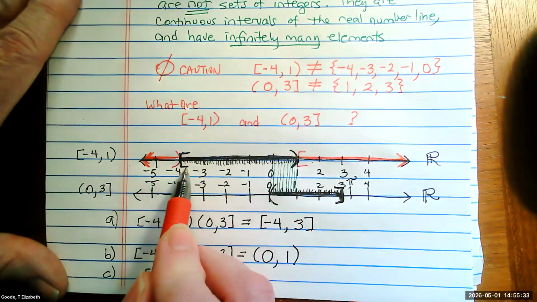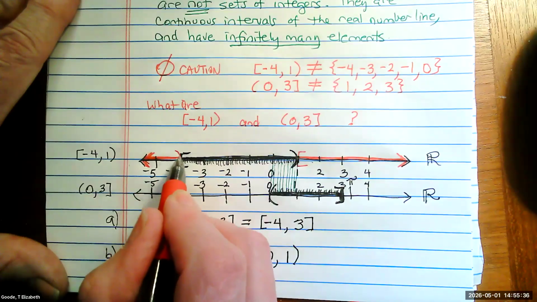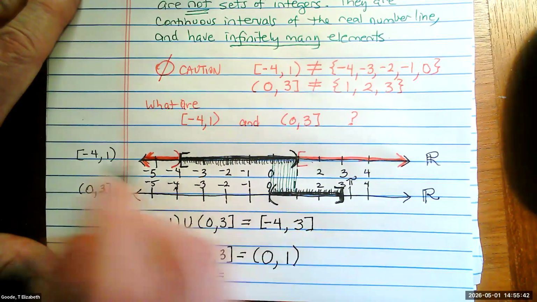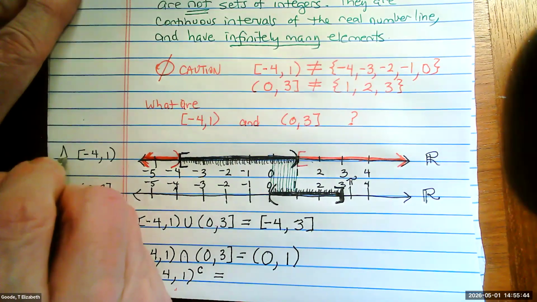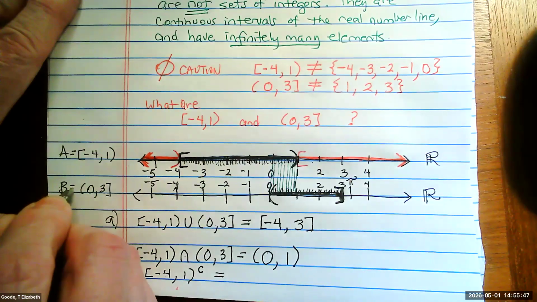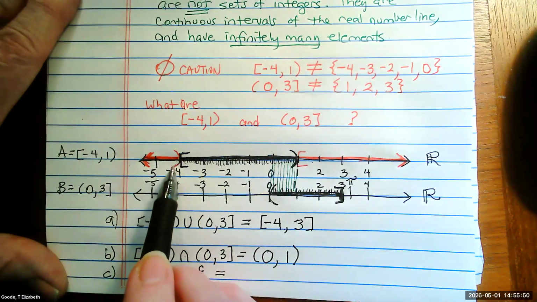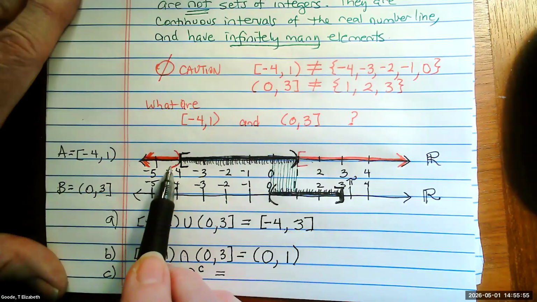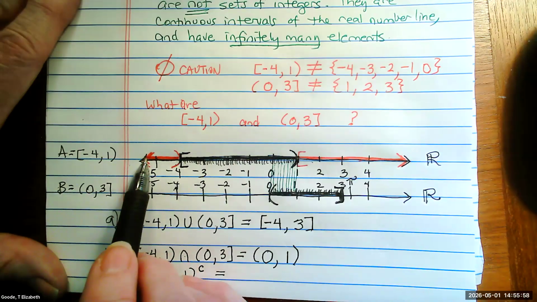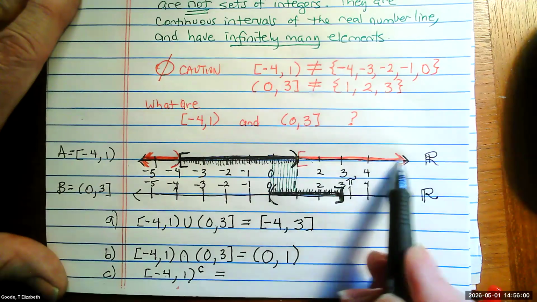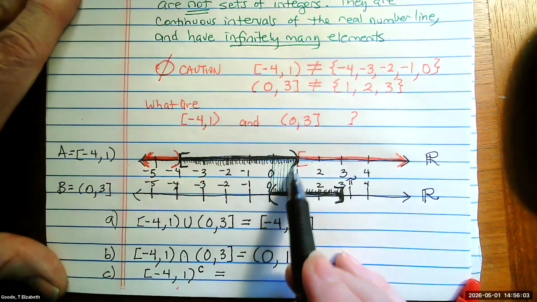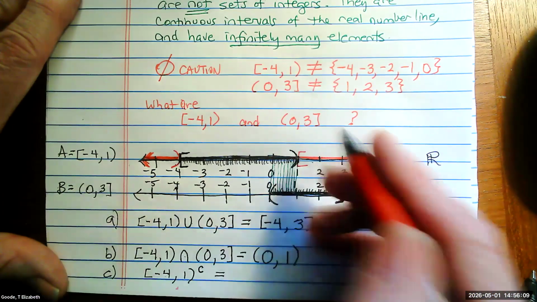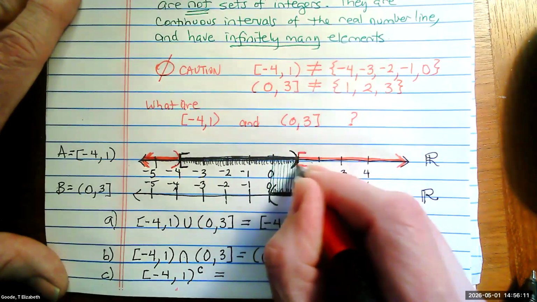Like since -4 is part of this set, it will not be part of the complement on this side because it's part of, we call this set A, and call this set B. Do you see how -4, it can't be in A complement because it is in A? So the complement has to be everything that's less than -4 or elements that are over here on the other side past the 1. And since 1 is not an element of A, it's not in A, it will be in the complement.